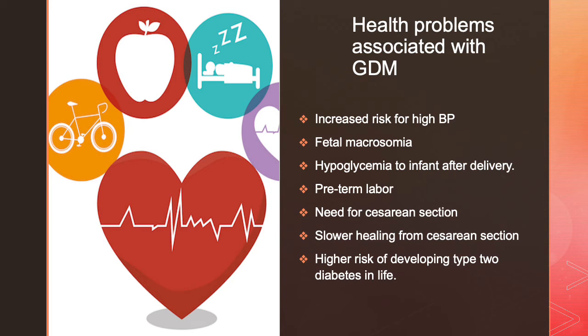Preterm labor is another complication. A need for cesarean section due to the large baby. A slower healing from cesarean section. And the mother can be at higher risk of developing type 2 diabetes later in life.